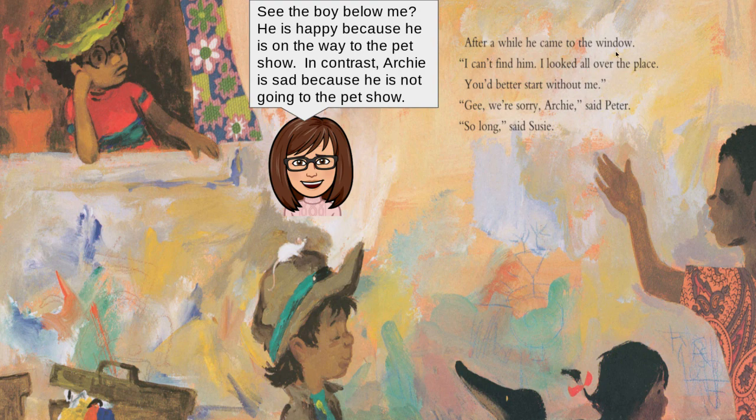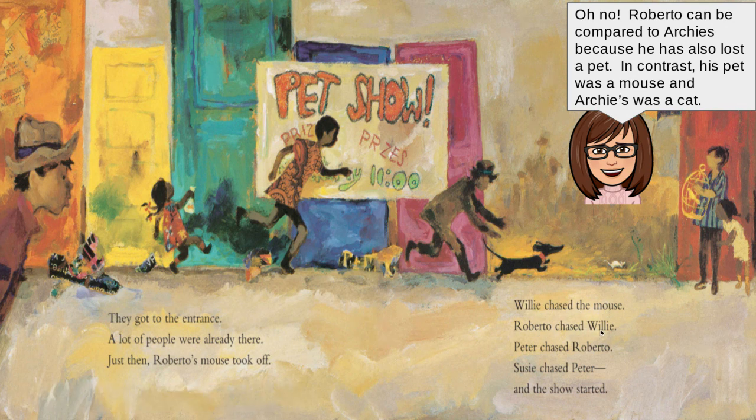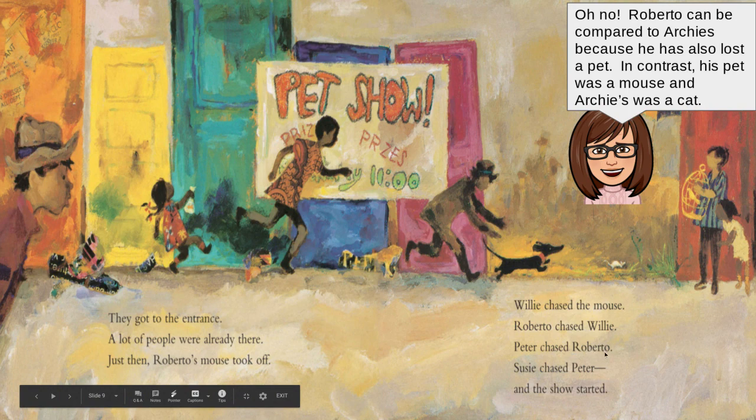After a while, he came to the window. "I can't find him. I looked all over the place. You better start without me." "Gee, we're sorry, Archie," said Peter. "So long," said Susie. They got to the entrance. A lot of people were already there. Just then, Roberto's mouse took off. Willie chased the mouse. Roberto chased Willie. Peter chased Roberto, and Susie chased Peter, and the show started.